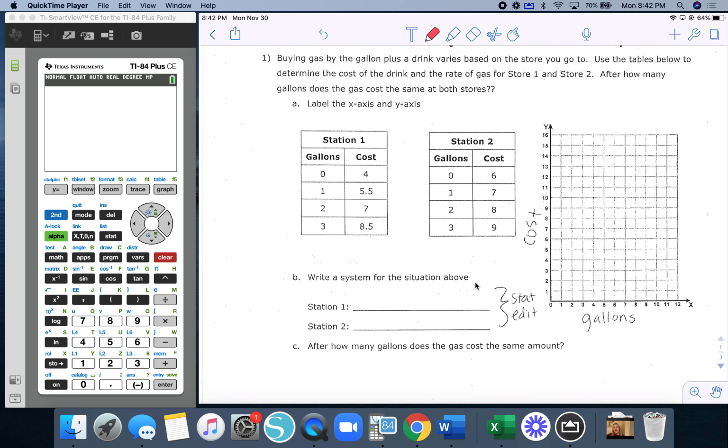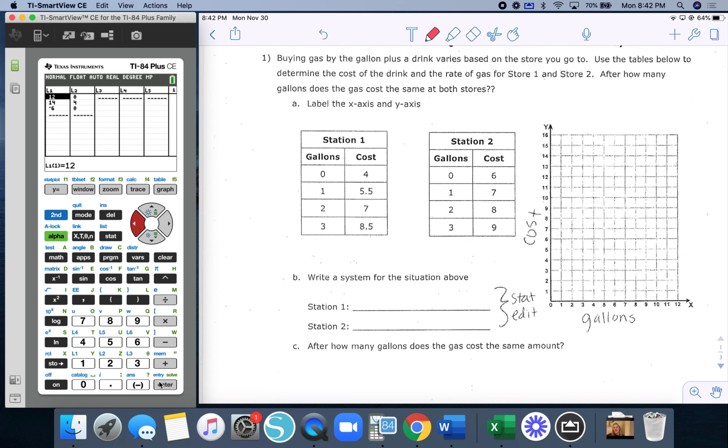So in order to write a system for the situation above, what I'm going to do is use stat edit. So I'm going to click stat and then enter. I'm going to enter my numbers on the left and the right sides. So this is for the first station. If you need to pause to catch up, now's the time. But I click stat, scroll to calc, option 4, enter, enter, enter. So my first equation is going to be y equals 1.5x plus 4.